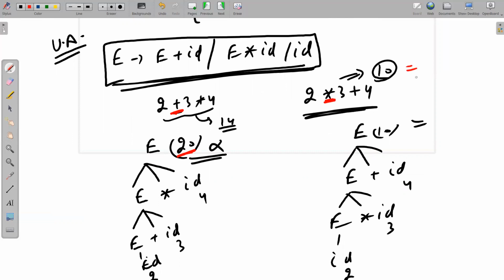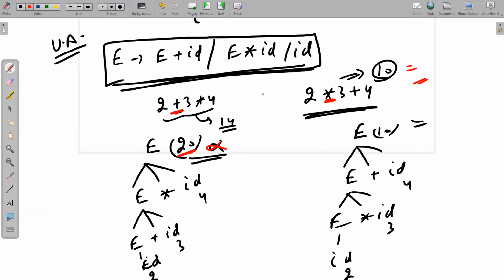You are getting answer 10. Luckily, this is correct, and obviously this is wrong according to mathematics. I hope I have made the point clear. So what should be done to give precedence? The second rule will be how to give precedence to the operators.